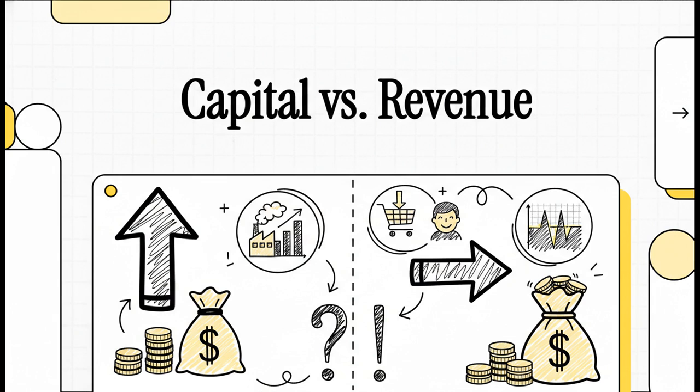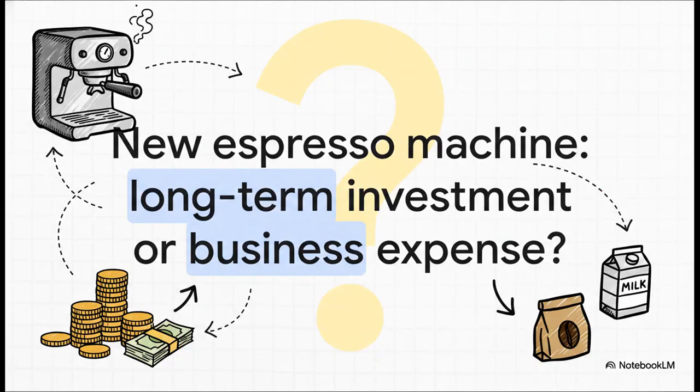Get this right, and you get a true picture of your business. But if you get it wrong, well, the consequences can be huge. So, to get us started, just picture this. You run a great little coffee shop, and you've just bought a brand new top-of-the-line espresso machine. It's a big purchase. But when it comes time to do the books, what is it exactly? Is this a long-term investment that's going to make you money for years? Or is it just another cost for the month, like your beans and your milk? The answer to that simple question is really at the heart of everything we're talking about today.